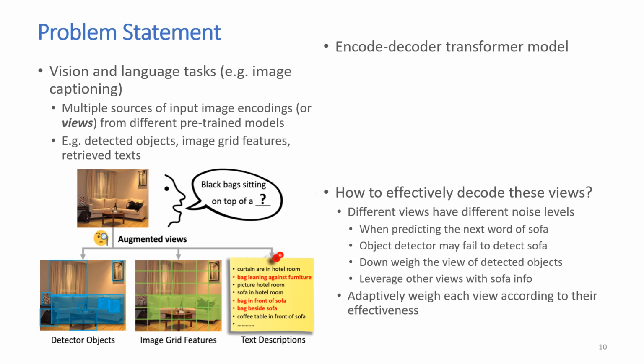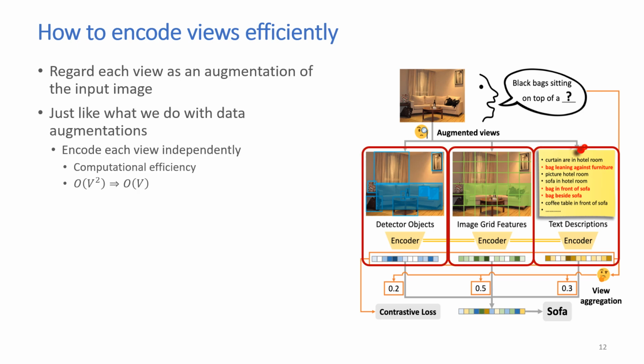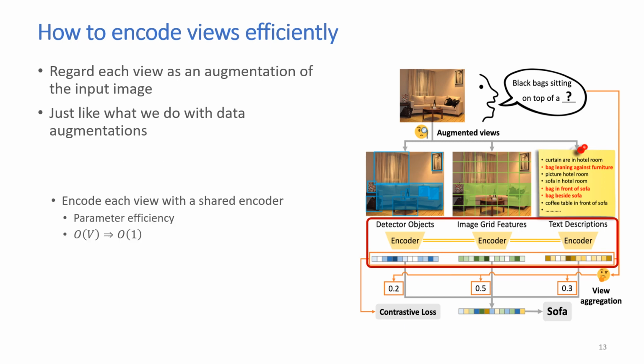word of sofa. In order to encode the input views efficiently, we propose to regard each view as an augmentation of the input image. Just like what we do with data augmentations, we encode each view independently and reduce the computational complexity from quadratic to linear, which is computationally more efficient. For the same reason, we encode each view with a shared encoder and reduce parameter complexity from linear to constant, which has better parameter efficiency.